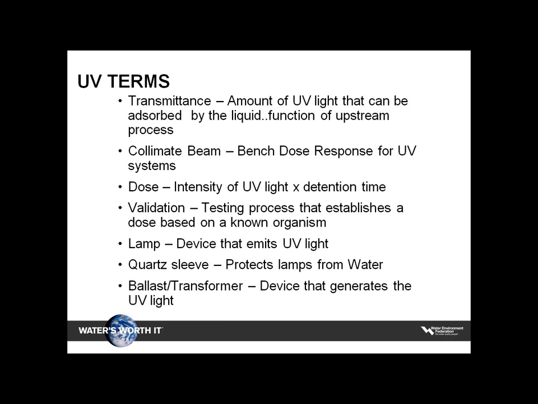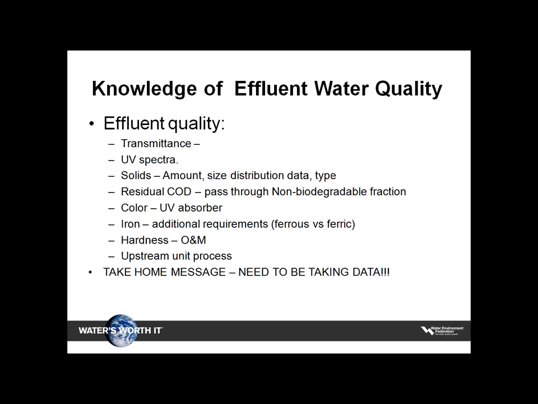And then these last three are key elements that make up the UV system. The lamp that emits the UV light, and we'll talk a little bit about lamp technology and how it's applied. Oftentimes the lamps are enclosed in UV sleeves. They don't necessarily have to be, but it protects the lamp from water. And then we have the ballast, essentially the transformer, that drives the lamp and allows us to generate the UV light.